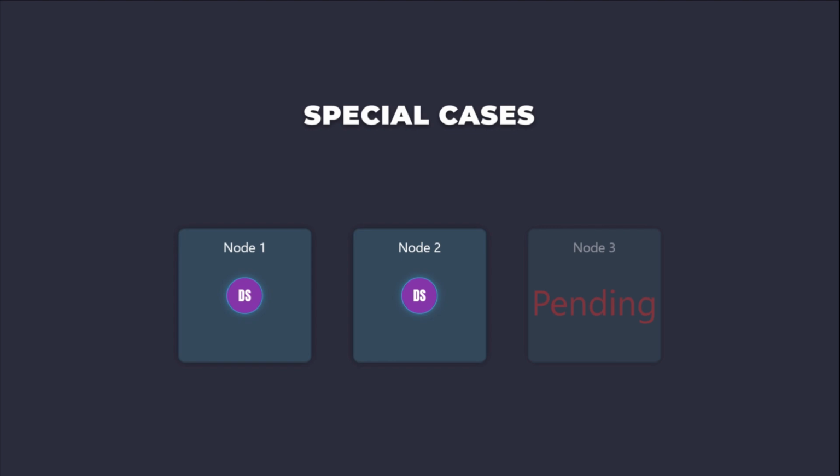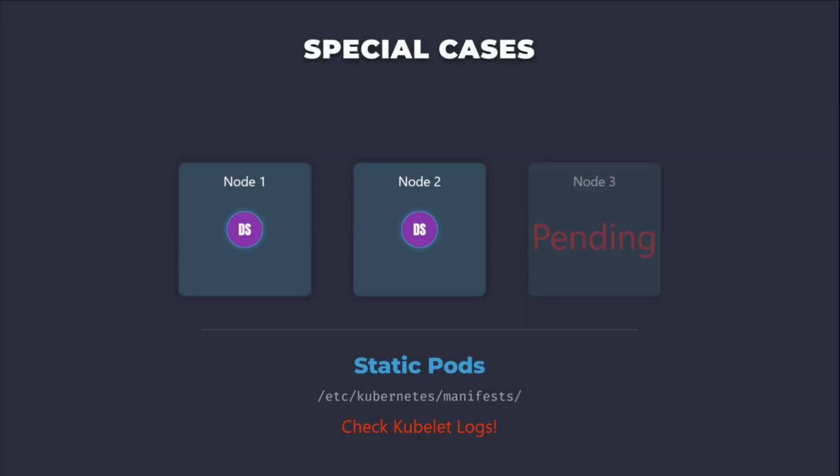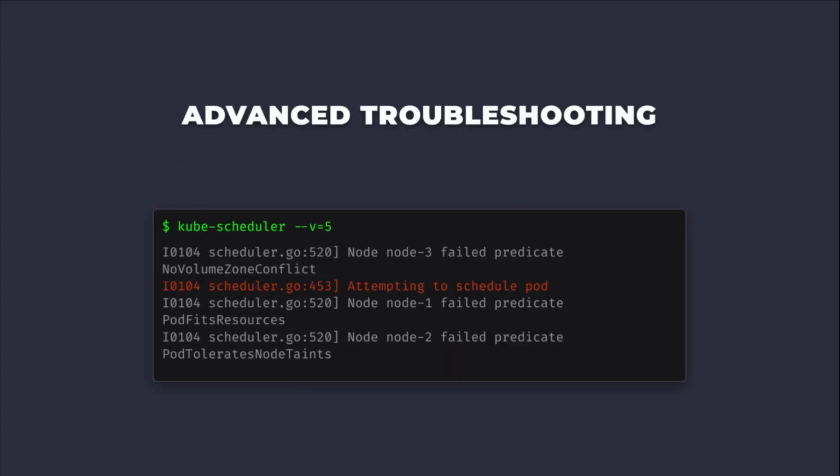DaemonSets ignore the standard scheduler and rely on the DaemonSet controller to create pods directly on target nodes. Static pods, managed directly by the kubelet configuration file, bypass the scheduler entirely. If a static pod is pending, the kubelet failed to create it locally, often due to local resource conflicts or invalid manifest syntax in the kubelet configuration directory. Check the kubelet service logs directly on the affected node for creation errors.